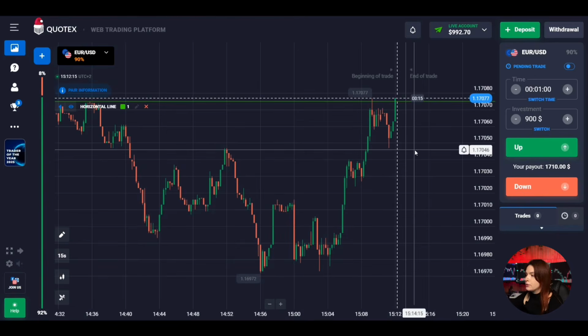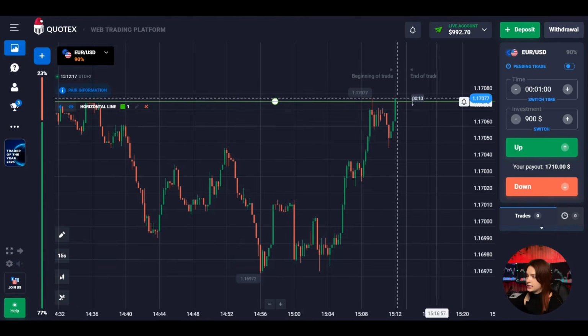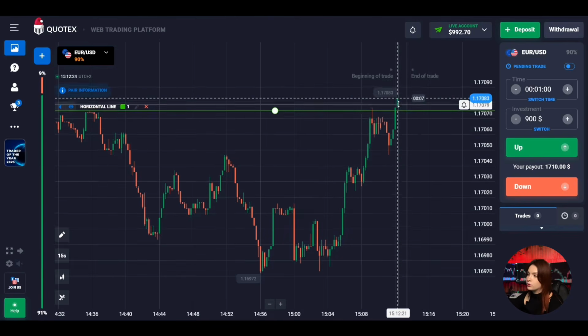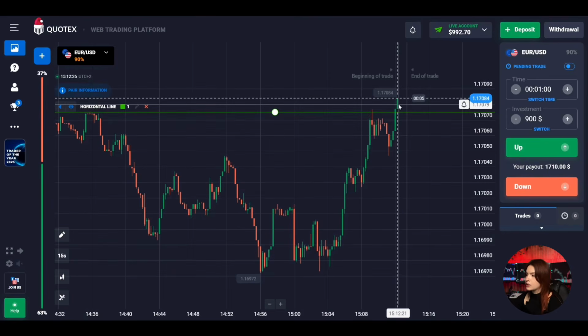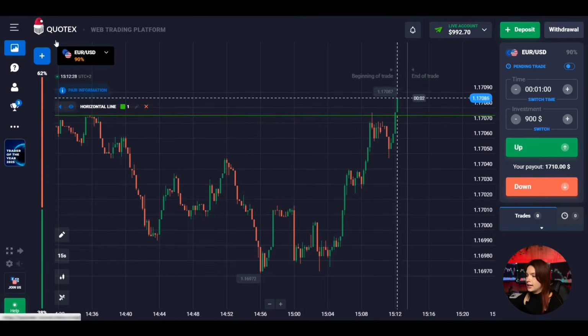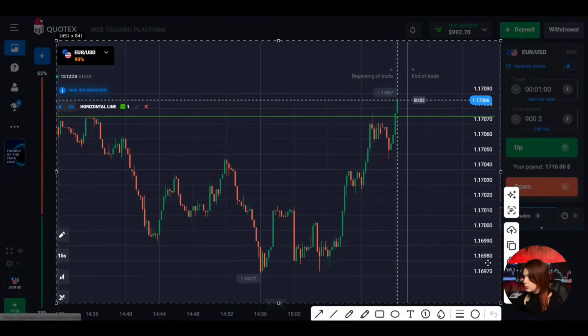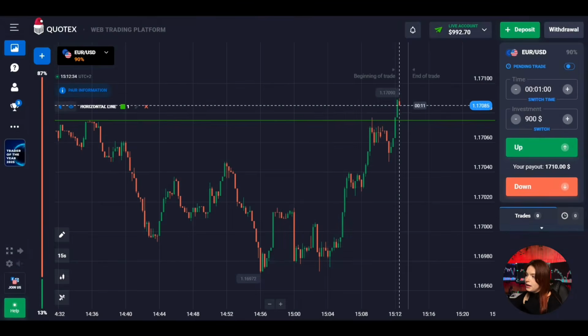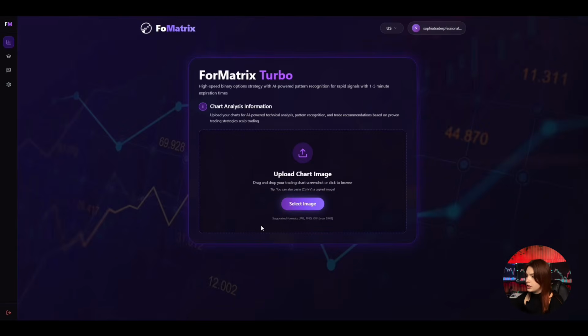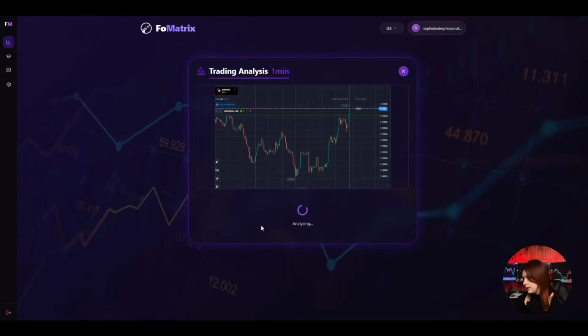So guys, we have a resistance level up here. At the same time, we can see that at the moment after the rollback, the price has reached our level, and right now it's already starting to go beyond it. Well, let's highlight the image of this chart, then copy this image and switch to the Formatrix platform. Now we insert this image here. Our chart is currently being analyzed, just waiting for the analysis to be completed.